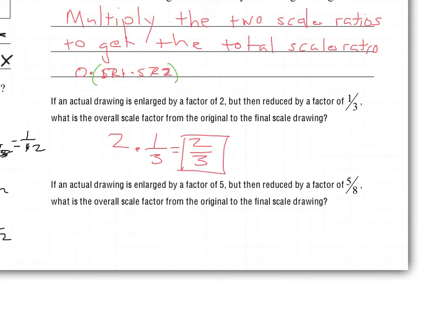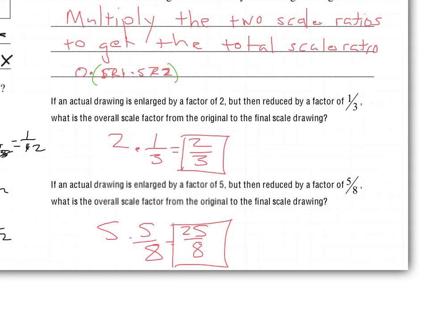So we could write our equation y equals 2/3 x to go all the way from the original to the second scale drawing. If we have an actual drawing that is enlarged by a factor of 5 but then reduced by a factor of 5/8, what is the overall scale factor? Once again, same idea, 5 times 5/8, and that's going to give us 25/8. And so we could write our equation y equals 25/8 x to get from the original to the final.